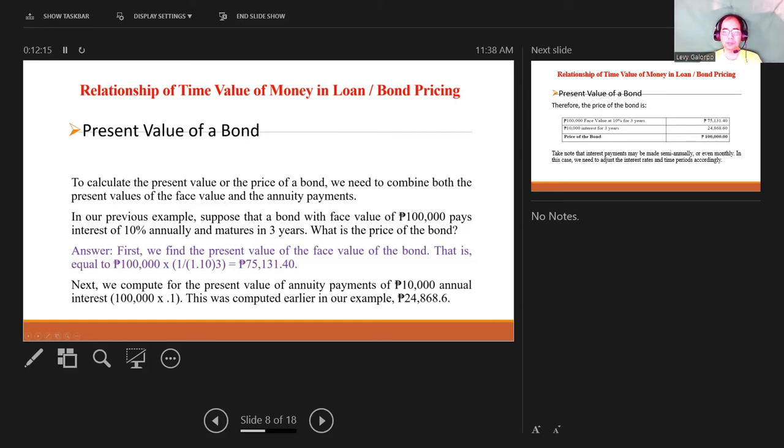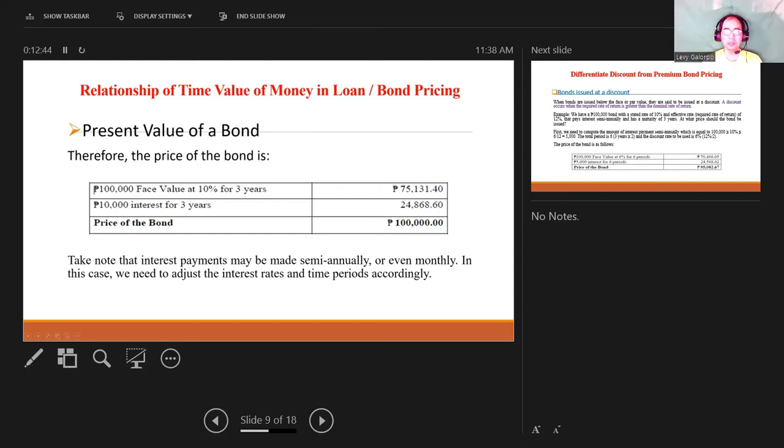Next, we compute for the present value of annuity payments of 10,000 pesos annual interest. So, 100,000 times 0.1. This was computed earlier in our example, 24,868.6. Therefore, the price of the bond is 100,000 face value at 10% for 3 years, so 75,131.4. 10,000 interest for 3 years, 24,868.6. Ang total niyan, 100,000 pesos, which is the price of the bond.